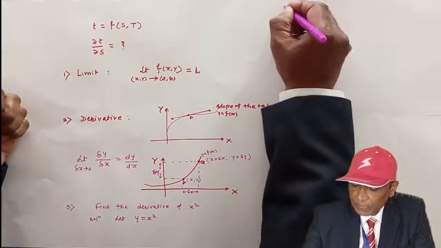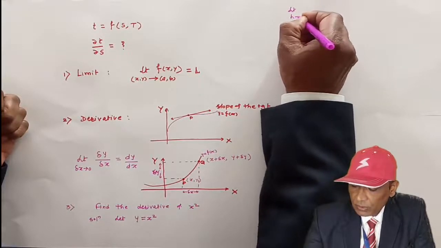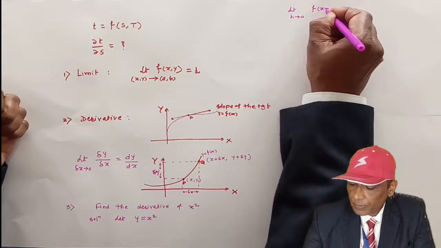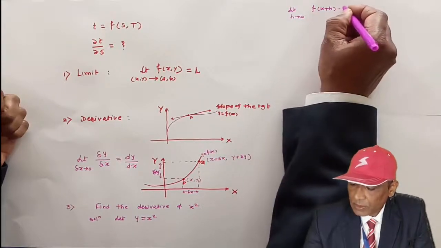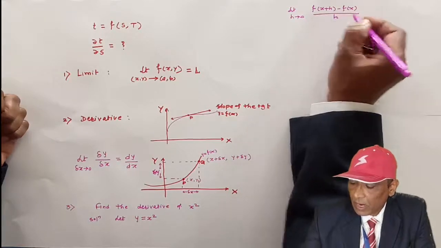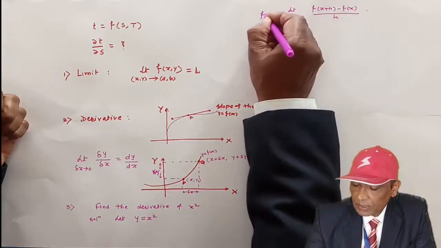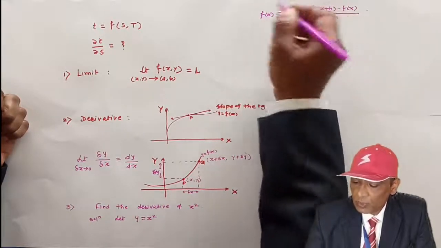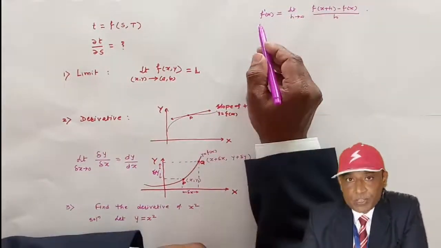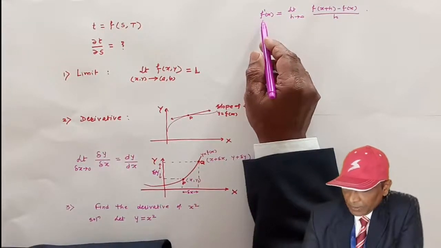The definition of the derivative I write: limit as h tends to 0, f of x plus h minus f of x, this divided by h, and this is what? This is the derivative of f of x with respect to x, and I am denoting it by f dash. F dash of x means what? It is the derivative of f of x with respect to x.